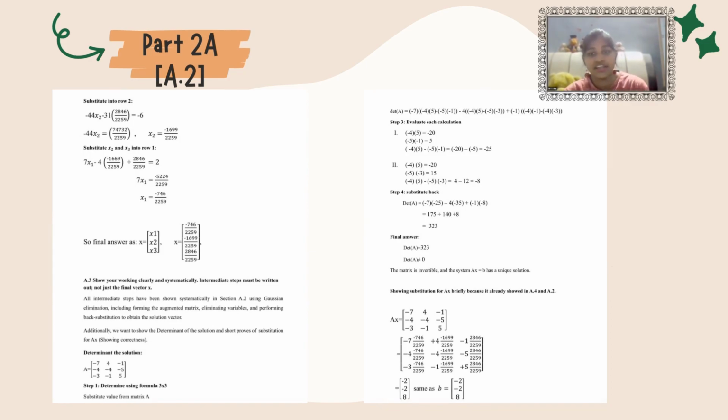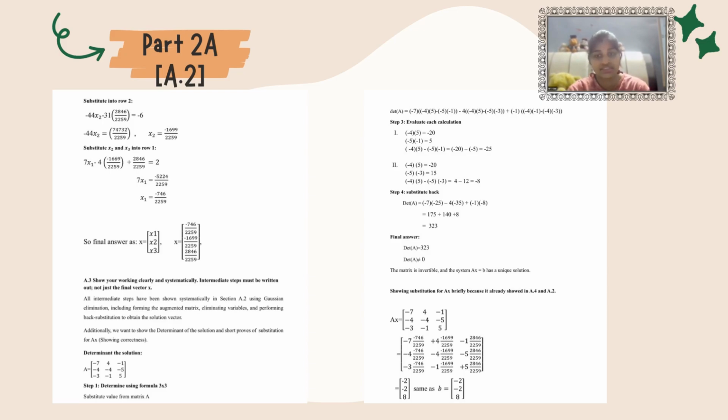After performing Gaussian elimination, I proceeded with back substitution to find the unknowns. First, substitute x3 equal to 2846 over 2259 into row 2 to solve for x2. Negative 44 x2 minus 31 times 2846 over 2259. So we get negative 6, which simplifies to x2 equal to negative 1699 over 2259.